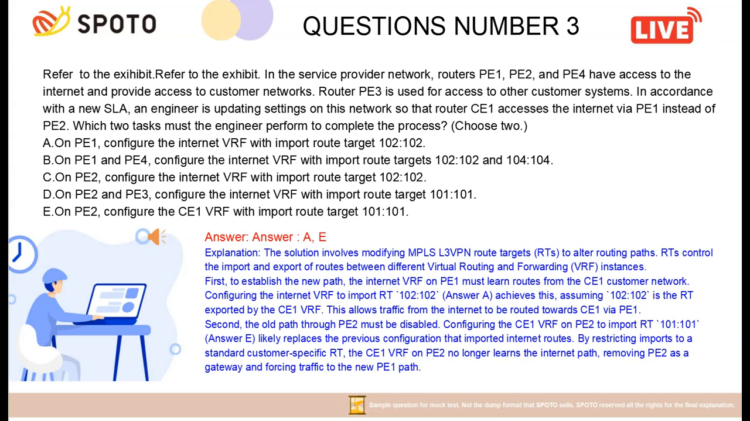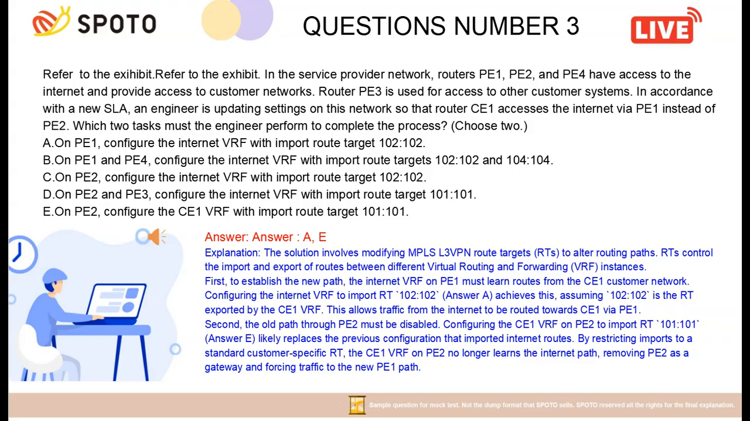Answer A, E. The solution involves modifying MPLS L3 VPN route targets, RTs, to alter routing paths. RTs control the import and export of routes between different virtual routing and forwarding (VRF) instances. First, to establish the new path, the Internet VRF on PE1 must learn routes from the CE1 customer network. Configuring the Internet VRF to import RT 102:102, answer A, achieves this, assuming 102:102 is the RT exported by the CE1 VRF. This allows traffic from the Internet to be routed towards CE1 via PE1.